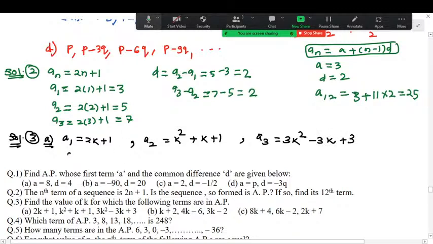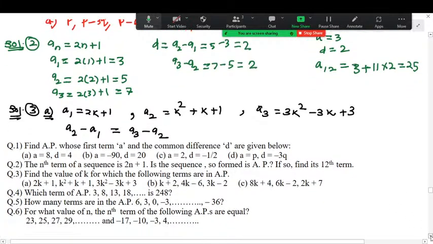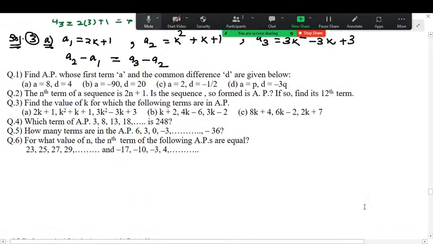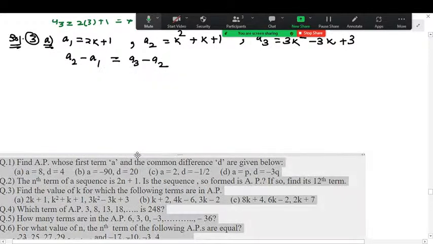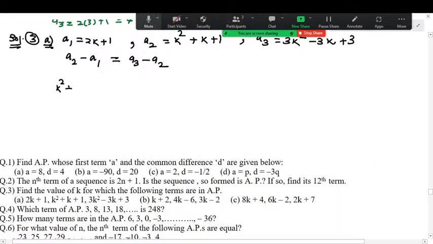And now if they are in AP, that means the common difference A2 minus A1 and the common difference A3 minus A2 must be the same. Both common differences must be the same if it is in AP. We are going to use the same approach here, and now we will subtract A2, that is k square plus k plus 1, from A1, that is 2k plus 1, which will be 2k minus 1 if I just distribute the minus.